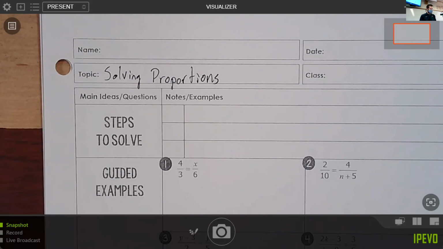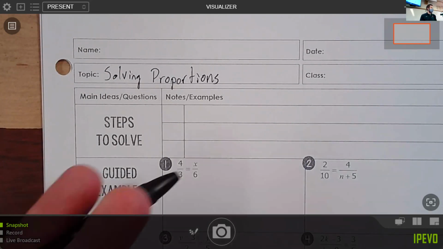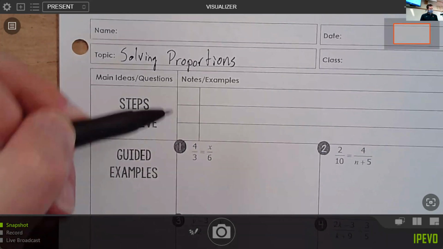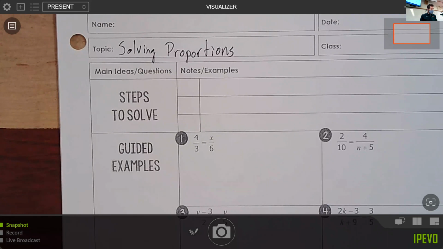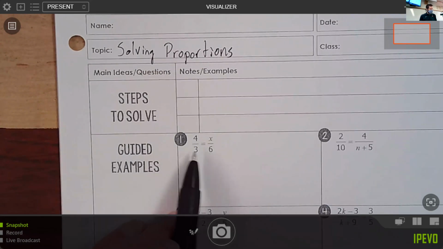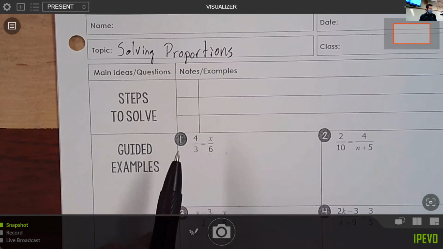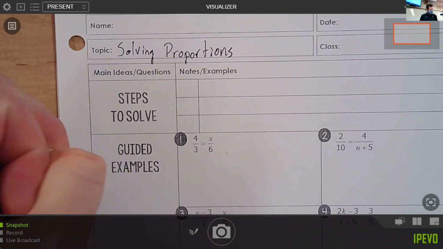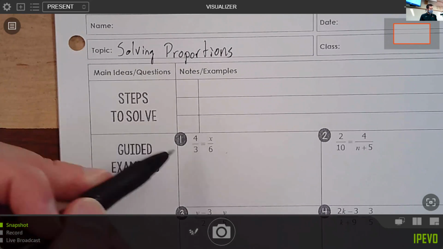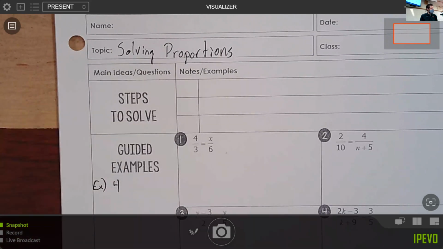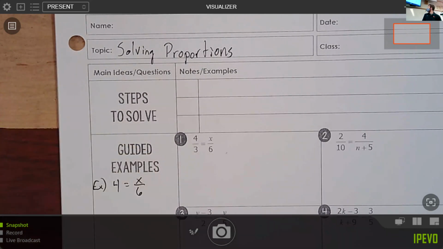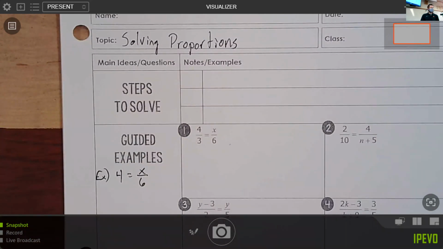And so in order to solve for these, we have to figure out obviously what the missing value is. And the way that we're going to do that, we've got some steps you're going to write down. But before we do that, I'm just going to rewrite question number 1. This is kind of our opening example. Rewrite question number 1 underneath where it says guided examples, and just put a little EX for example. And instead of writing 4/3 on the left, just write 4. And then equals x/6. So write that down, 4 equals x/6.